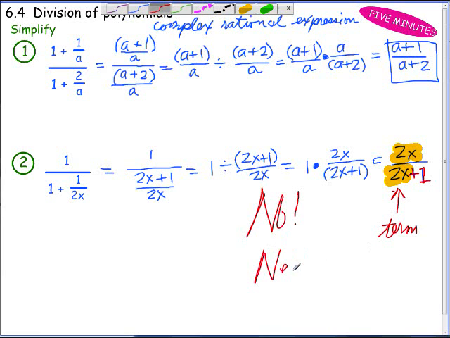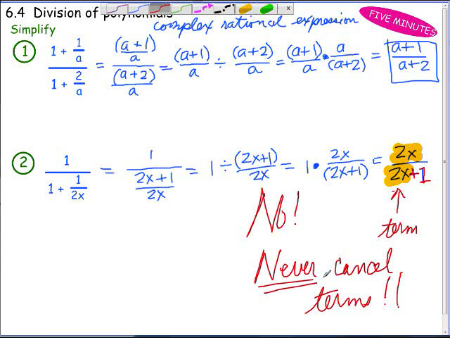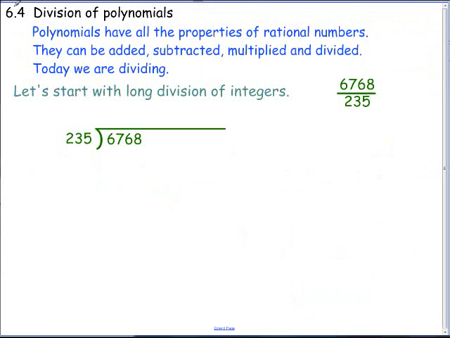Never cancel terms. Okay, never, it's a pretty strong word, and I mean it. Never cancel terms. Okay, we can get started.